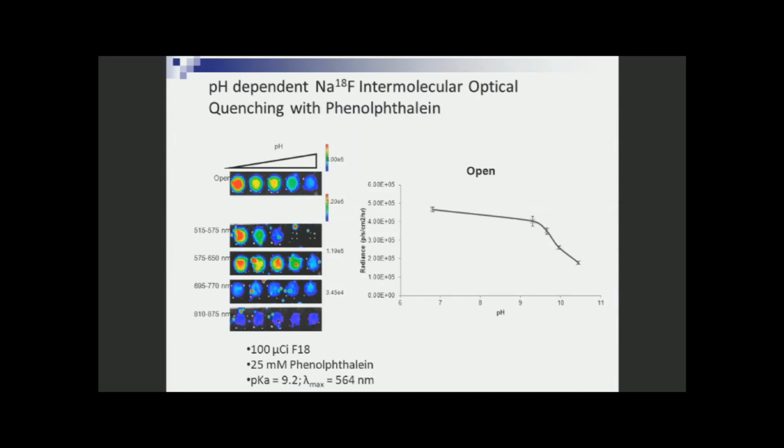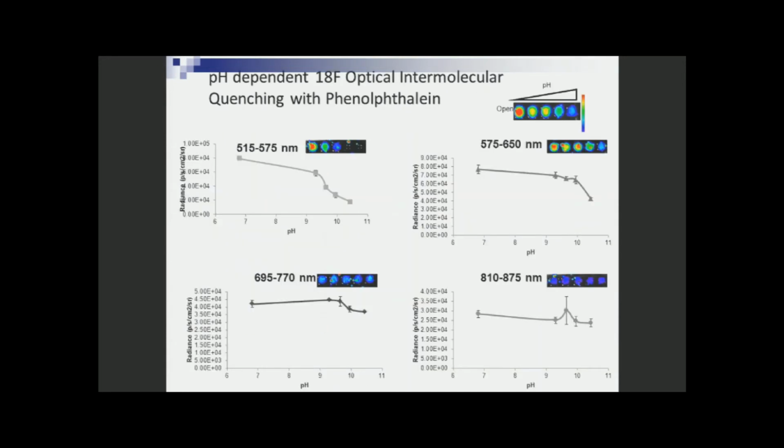We know the pKa is about 9.2, and you can see that we're overestimating the pKa a little bit here. The pKa seems to be around 9.7, 9.8, but in principle, the principle's there and it still works. And this is similar to what we saw last time, that you get the best quenching in the bandwidth where you would expect it to happen.